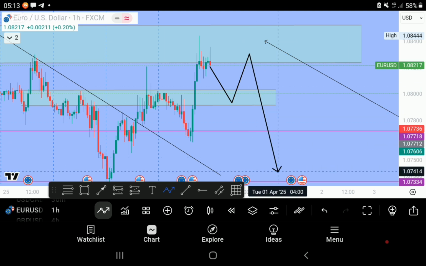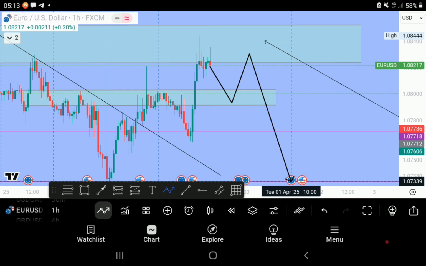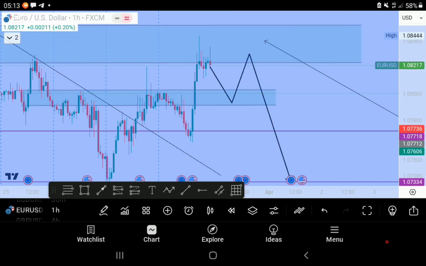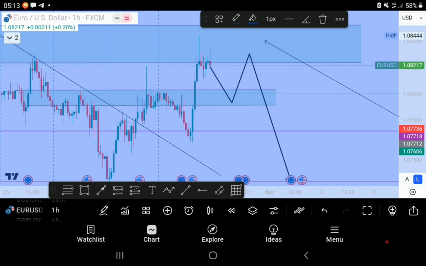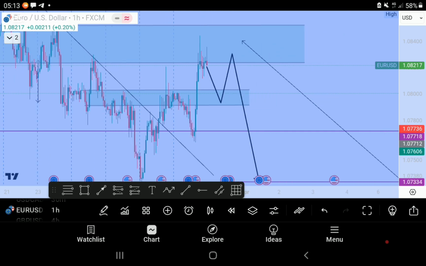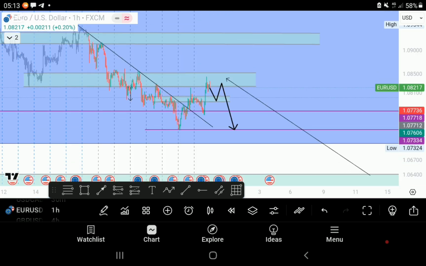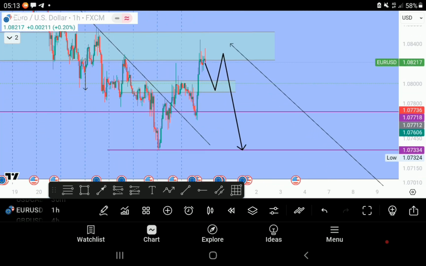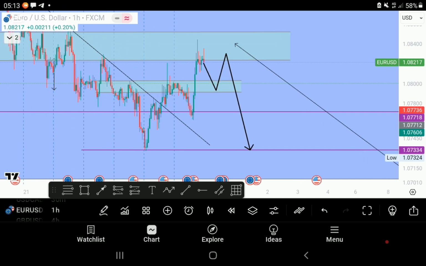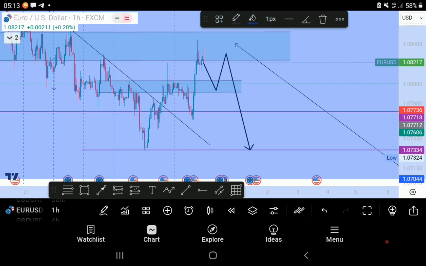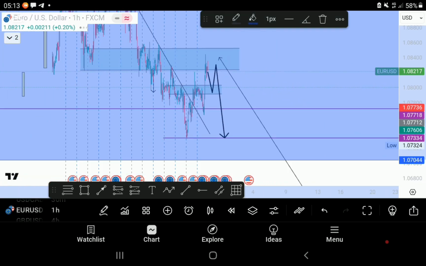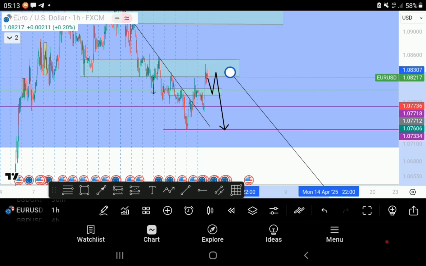This is what we are expecting for this week on our Euro USD, guys. The market is going to go down, bearish, but this is what is going to happen. Since we are looking at bearish, we have to wait for the market to come to this spot. The market has to come to this spot, we wait, then we sell. So guys, we are selling.